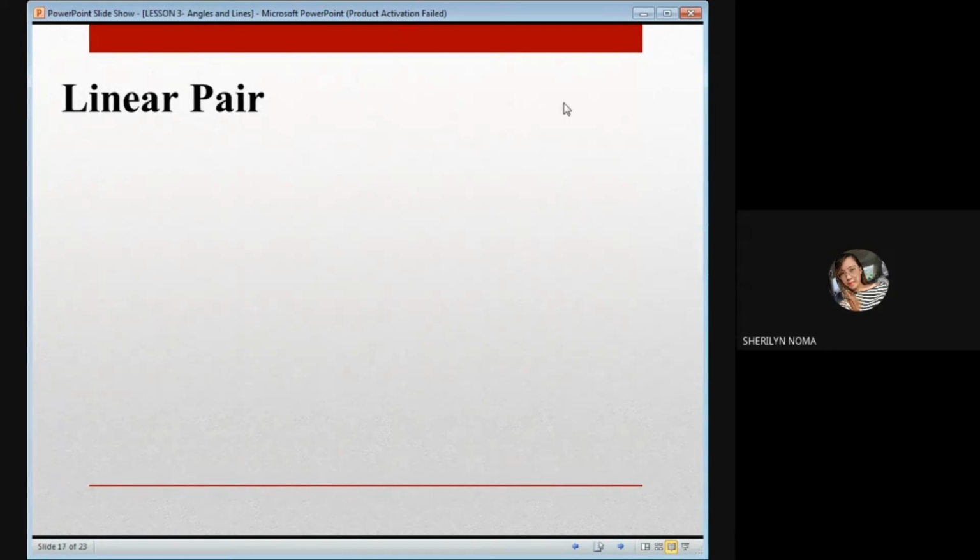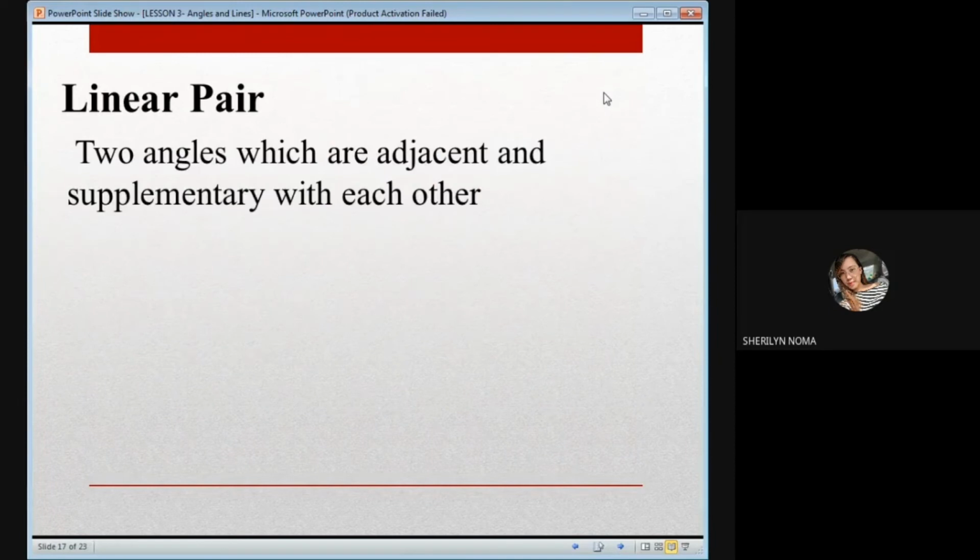Linear pair. So, what is a linear pair? When we say linear pair, two angles which are adjacent and supplementary with each other.